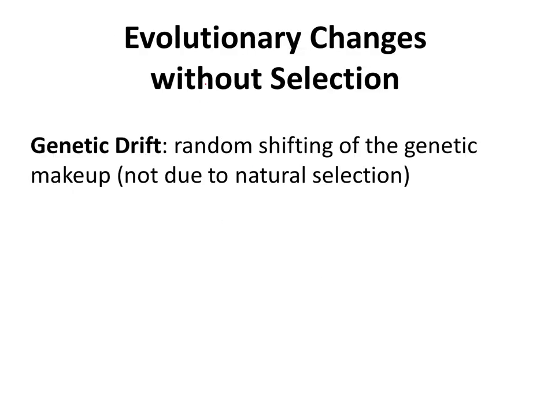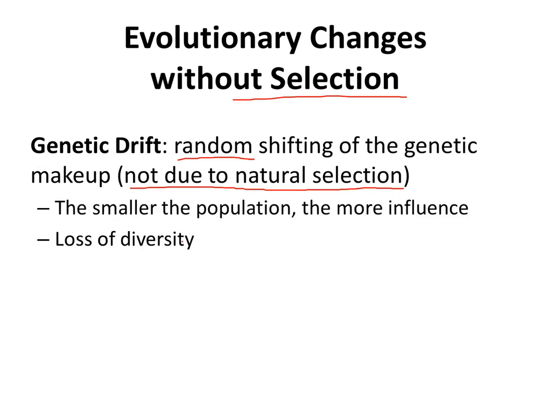Then we have evolutionary change without selection. So where the populations change over time, but it's not due to natural selection. And this has to be due to something random. So we can refer to this as genetic drift, where the random shifting of genetic makeup, which is not due to natural selection. Generally this happens with smaller populations, or at least the influence will be greater on smaller populations, and it tends to lead to a loss of diversity.